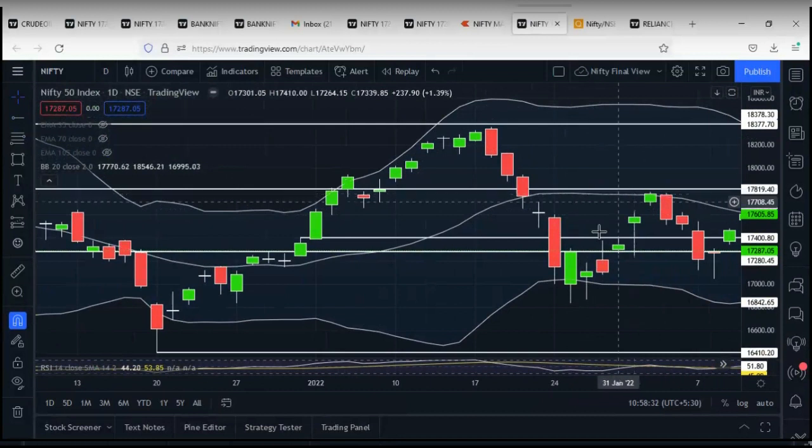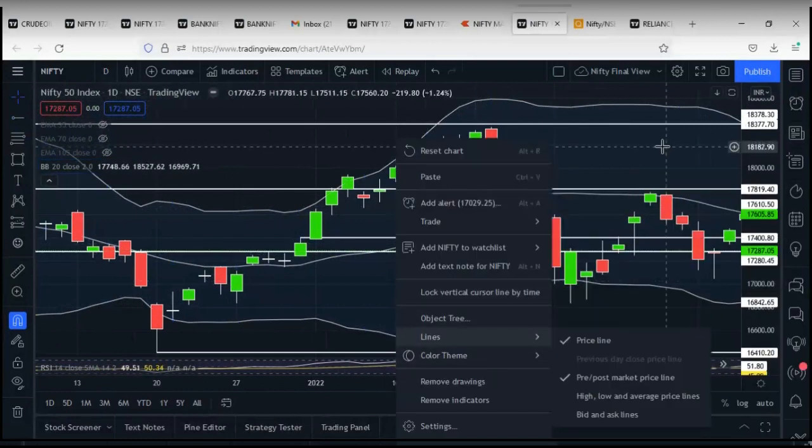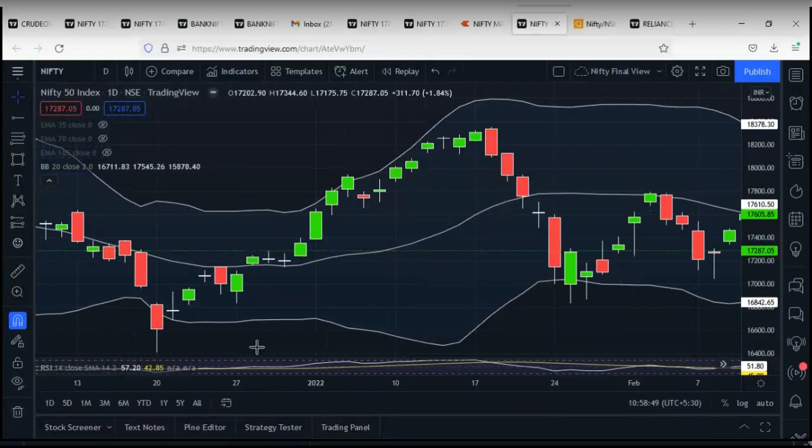Now look at this. While this happened, it came back, touched the lower Bollinger Band, traded below the lower Bollinger Band, closed above the Bollinger Band. Okay, sorry, lower Bollinger Band. Let's delete all this line first. Now it traded below the Bollinger Band, closed above the Bollinger Band, mark the high here, right? And this is getting flat, so you should not be doing anything.